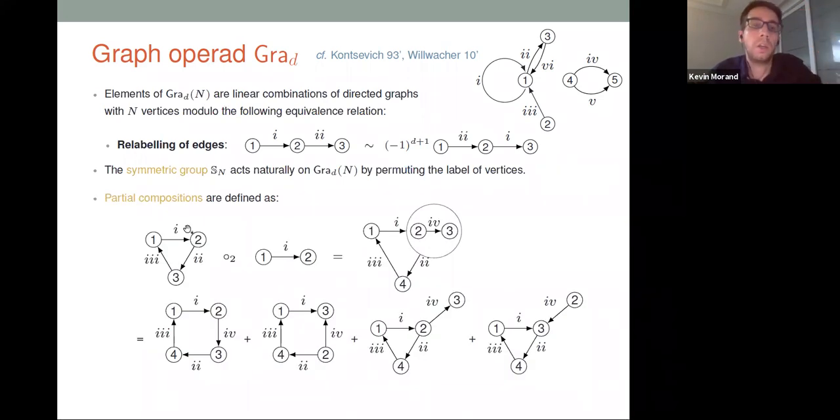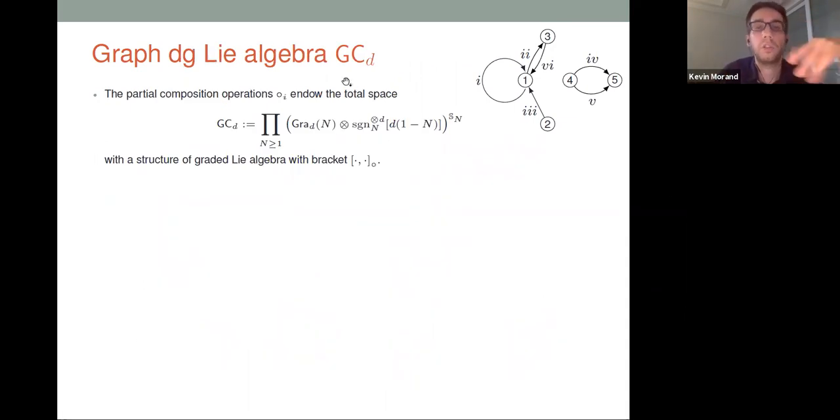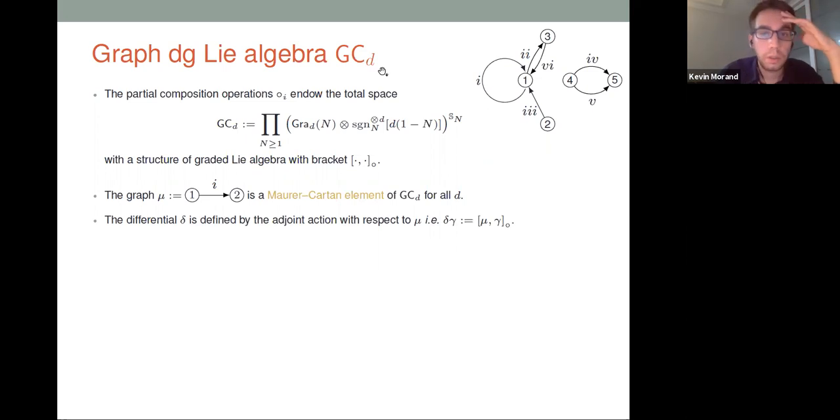We'll be a bit quick on this. The important part is that we have a partial composition operation. Given two graphs, we can compose them by insertion. Here, we insert the second graph into the second vertex of the first graph, like this. Then the summation is made by summing over all the possible ways to connect the dangling edges. What we obtain is a linear combination of graphs. This partial composition operation endows these vector spaces of graphs with the structure of an operad, which is nice because in particular it allows us to define a graded algebra of graphs. Again, I will be very quick because time is running out.